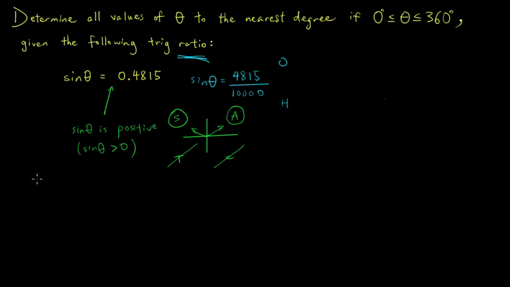First, we're going to determine the value of theta in quadrant 1. So in Q1, we're going to determine the acute angle, which is less than 90 degrees. We'll call this acute angle alpha.